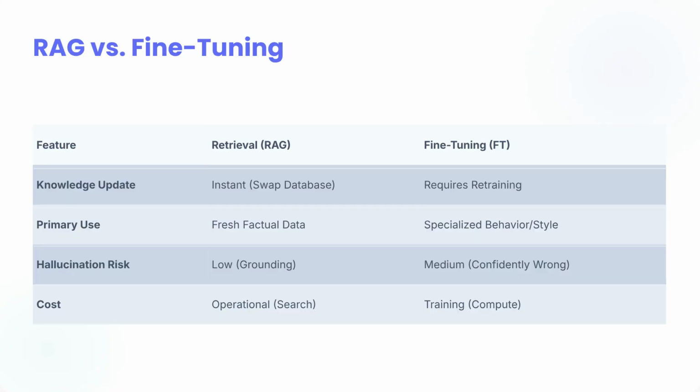Comparing RAG and fine-tuning, RAG allows for instant knowledge updates by swapping databases and is best for fresh factual data with a low risk of hallucination. Fine-tuning requires retraining and is for specialized behavior or style, with a medium risk of being confidently wrong.